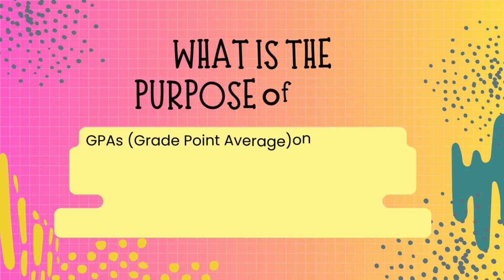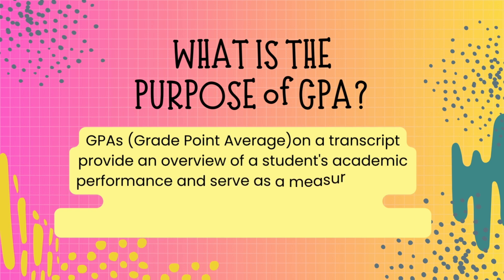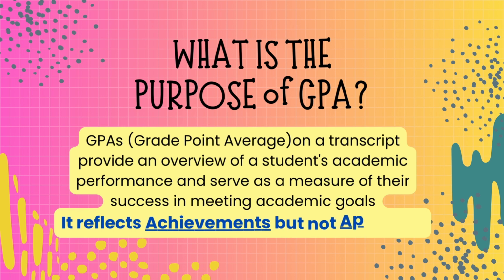What is the purpose of GPA? GPA usually appears on a transcript, that is, the grade point average. It summarizes a student's annual performance into a simple score out of 4. GPA reflects academic achievement rather than learning potential. The difference is that GPA can change, whereas your aptitudes are generally considered unchangeable.